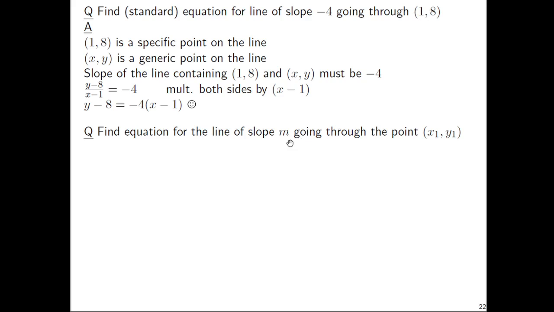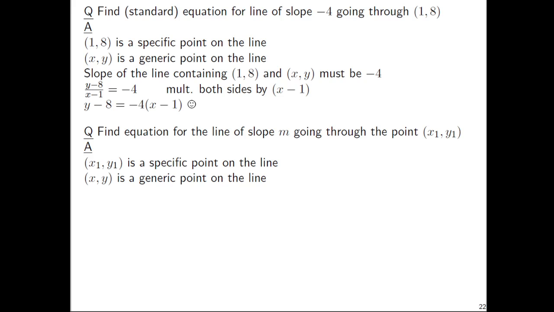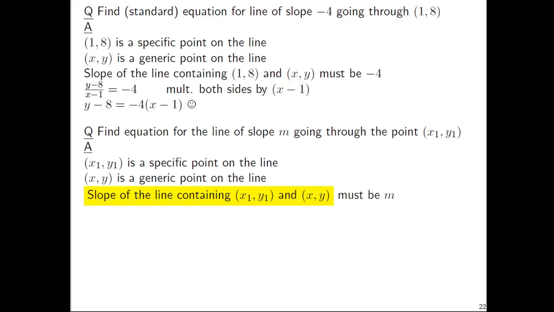Now what if we weren't given those things right away? What if we were just told the slope is m, and then the point was (x1, y1)? Then we should still run through the same process as we just did. So (x1, y1) is a specific point on the line. (x, y) is a generic point on the line. We should talk about the slope of the line containing (x1, y1) and (x, y). That must be m. So the part in yellow is the slope of a line containing those 2 points.